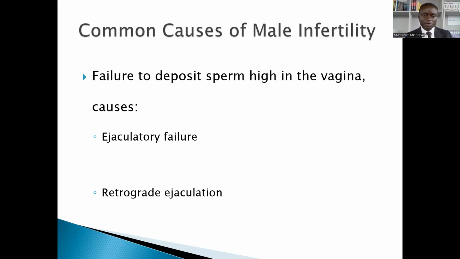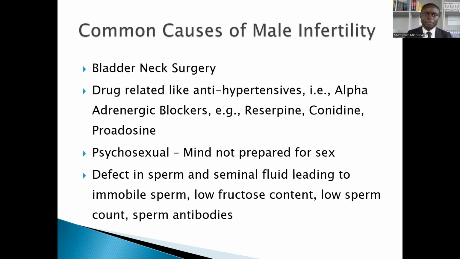Then there is another problem which is retrograde ejaculation. Retrograde ejaculation means this male ejaculates within himself, especially into the bladder. Instead of having the sperm come out, they go to his bladder. And that's what we are calling retrograde ejaculation.